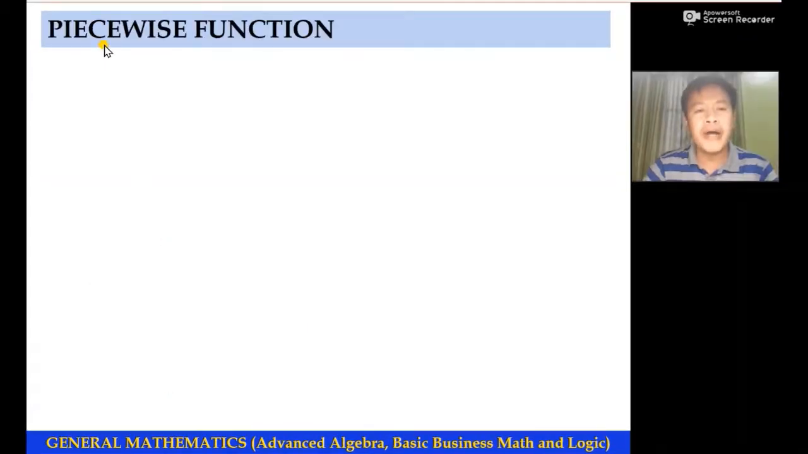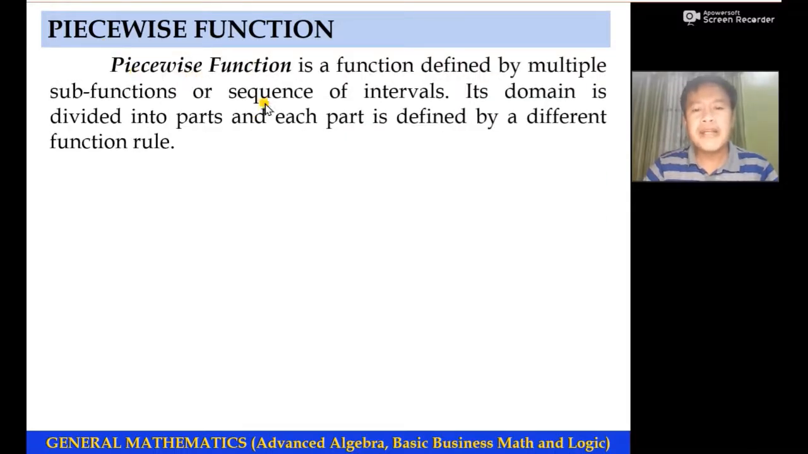We are going to talk about what is piecewise function. Piecewise function is a function defined by multiple subfunctions or sequence of intervals. It means that piecewise function is composed of more than one function. Its domain is divided into parts and each part is defined by a different function rule.